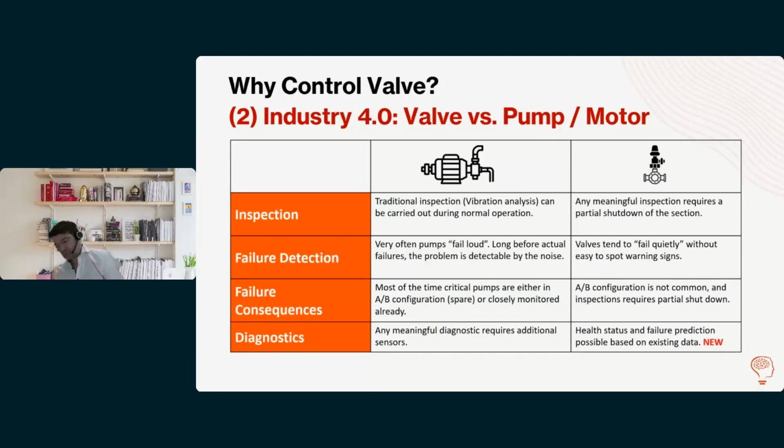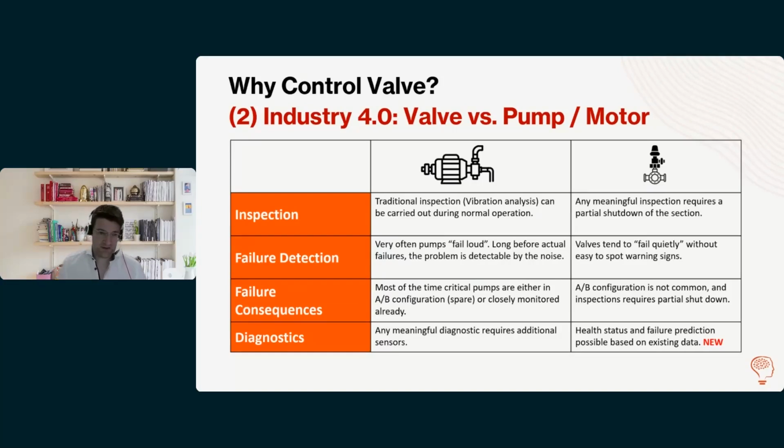At this point, I talked a lot about control valves, but I started my presentation by looking at the various options you have to start your digitalization journey. If you go to a trade fair today and look around, you will find a lot of digital solutions around pumps and motors. So at this point, I think it's really important to compare the different aspects when it comes to Industry 4.0 regarding pump, motor and control valve.